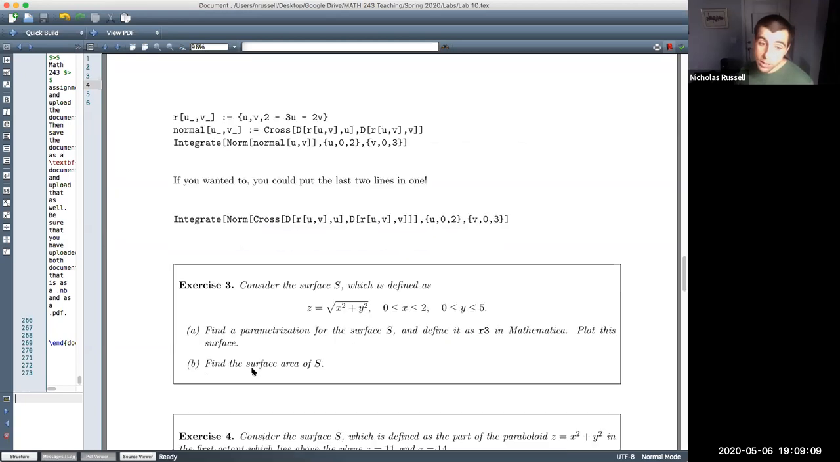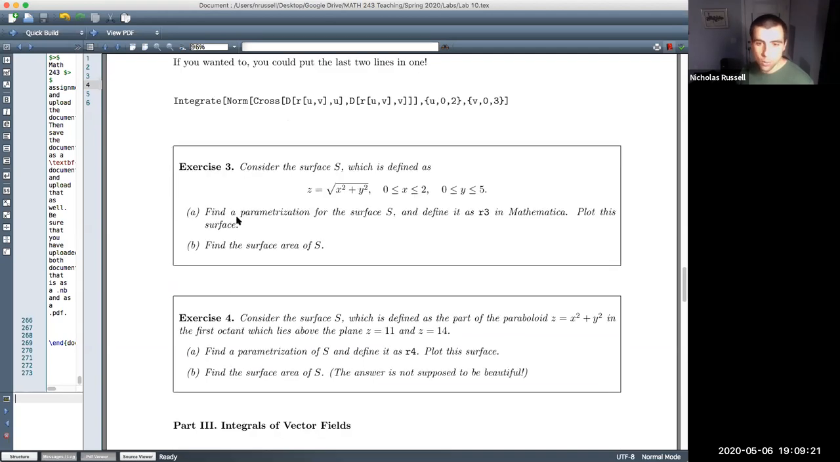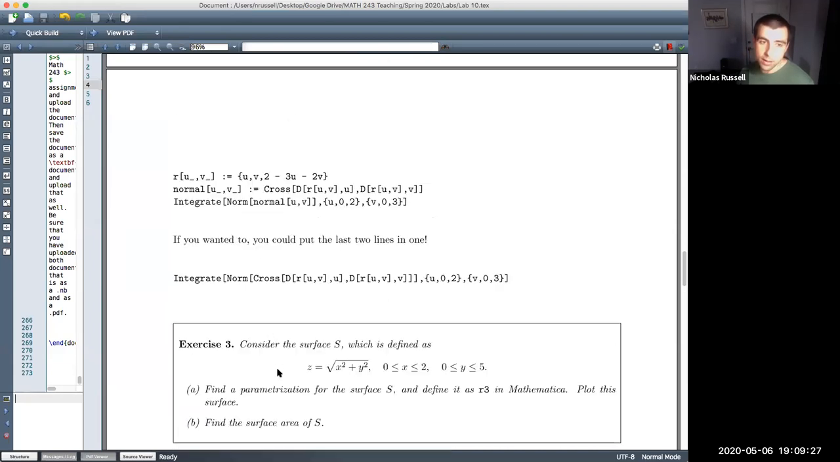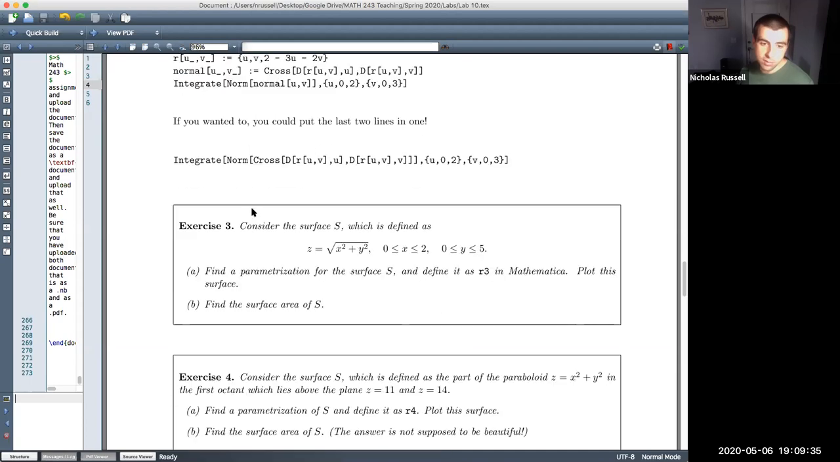You can also just include everything in one line if you wanted to, these last two lines, where you do the norm of the cross product. Whichever one's a little bit easier for you. And so again, exercise 3 and exercise 4 are just going through that. Find a parameterization for your curve and then find the surface area. Do not include this colon here. I'll change that in the lab specifically, so we at least have some more formality there.